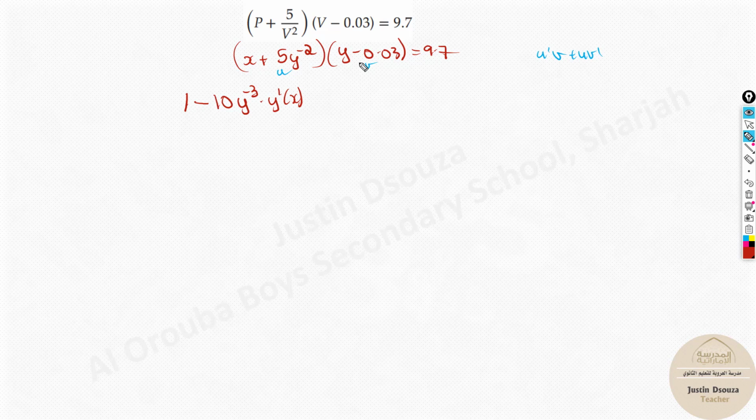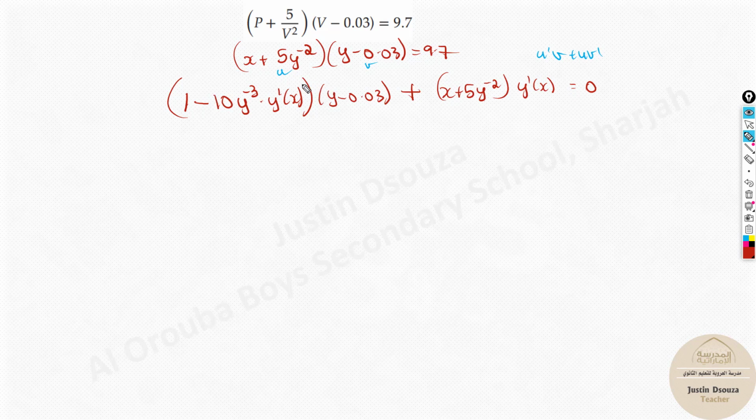So I derived the first term, and this entire thing is a single term. Now what is the next term? V. What is V? You need to write V as it is, y minus 0.03. Now plus, I need to multiply this inside. Now plus, what is there? The u term will remain as it is, x plus 5y to the minus 2 will remain, and derive this term. When you derive this, it will be y dash of x, and this becomes 0. That's it, equals 0. Okay, that's the thing.